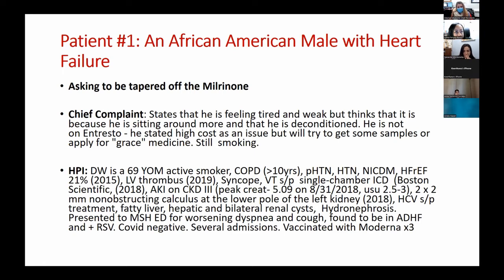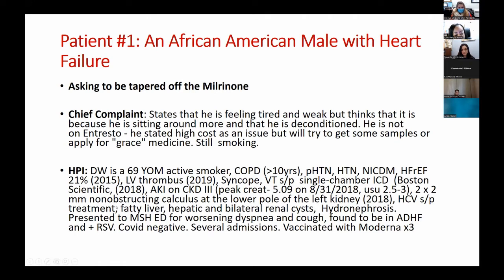New York Heart Association class 4, meaning he was very sick at that time, and I was concerned that he wouldn't have longevity. But getting to know the patient, talking with him, getting him to understand his medications, getting him to try certain medications that he wasn't willing to try. Fast forward to 2021, 2022, and here we are.